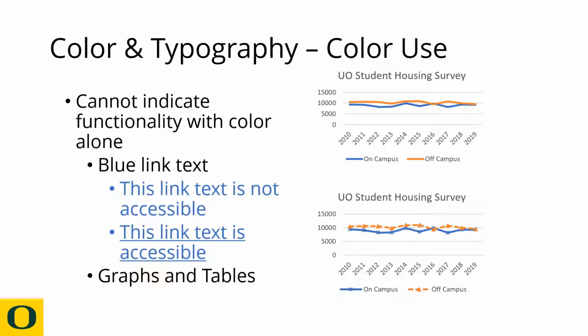Graphics and charts follow similar rules. If you look at the two graphs on this slide, the top graph uses color alone to differentiate between data series, whereas the bottom graph also adds a line striation for a non-color based visual indicator. The top graph is not accessible and the bottom graph is.